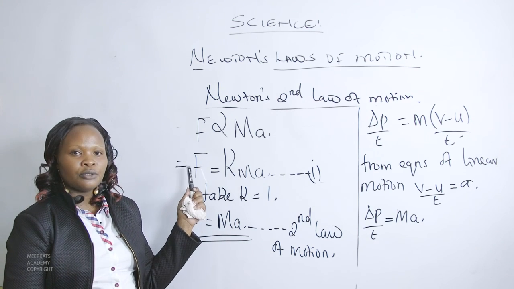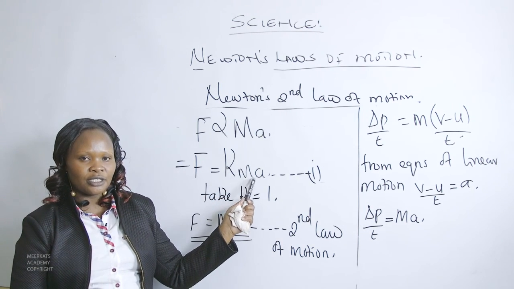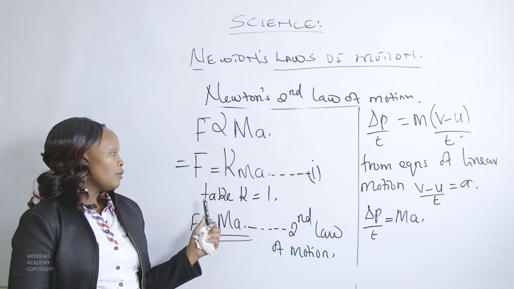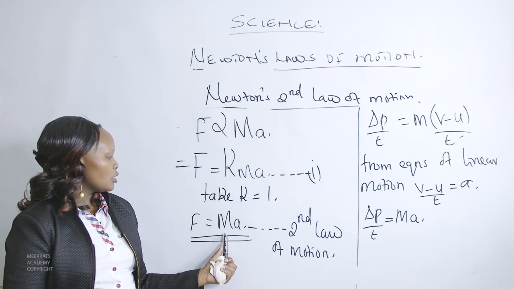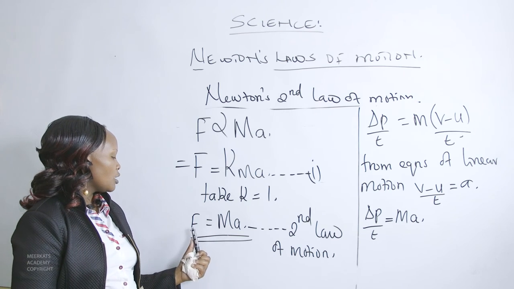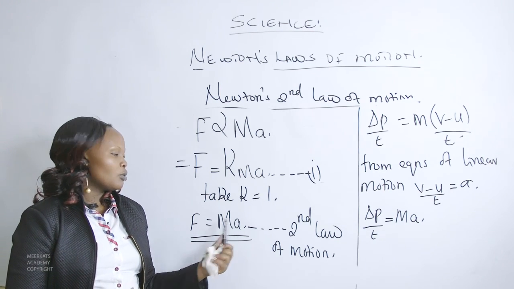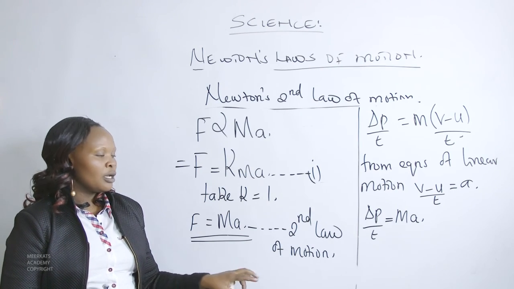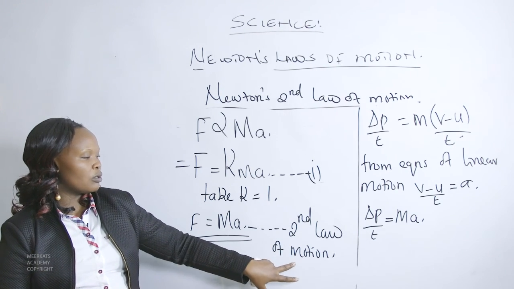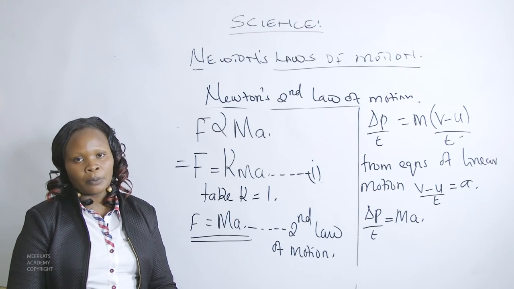That a unit force produces a unit change in momentum. Therefore, we could take our k to be 1, and after substituting it, we get our force being equal to mass multiplied by the acceleration of a body, and we are calling that our second law of motion in numeric form.